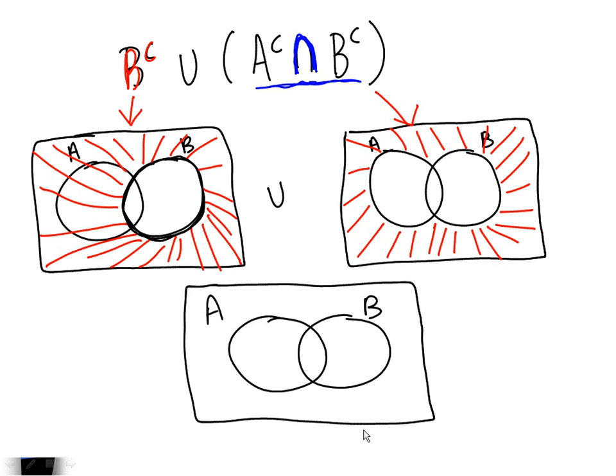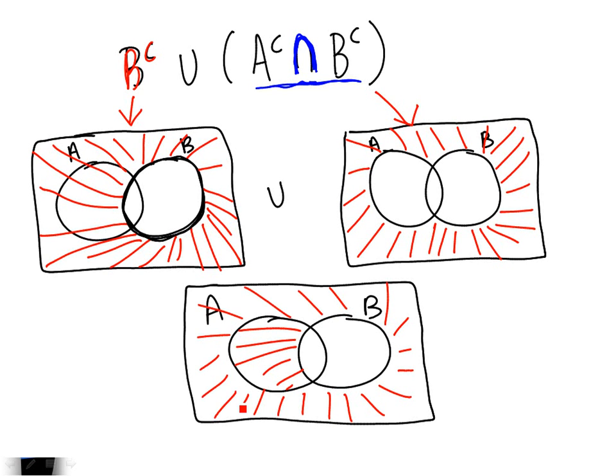So the final answer is not just this, but all of the outside. Alright, so the part that's not shaded would be all of B. So this is the part, this circle here would not be shaded.